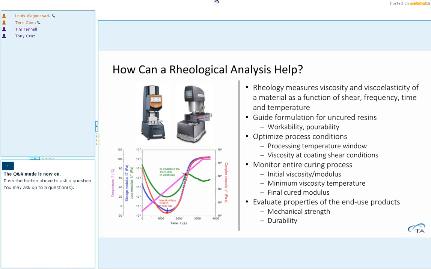A rheological measurement can also be used to monitor the entire curing process. It can measure samples before curing, the initial viscosity of the sample, and then track the changes of modulus throughout this entire curing. Rheological measurement can be used to measure the gelation and also be used to evaluate the mechanical strength of the end-use product.